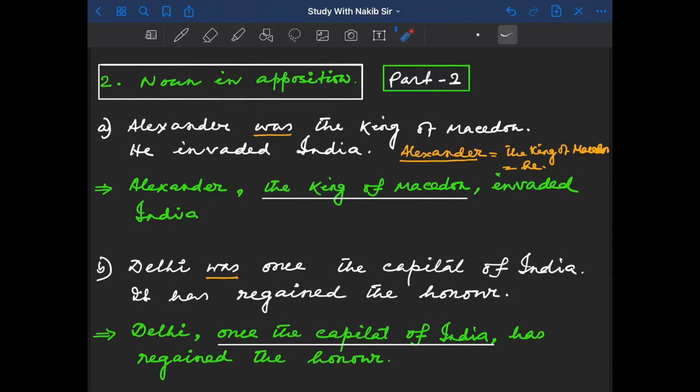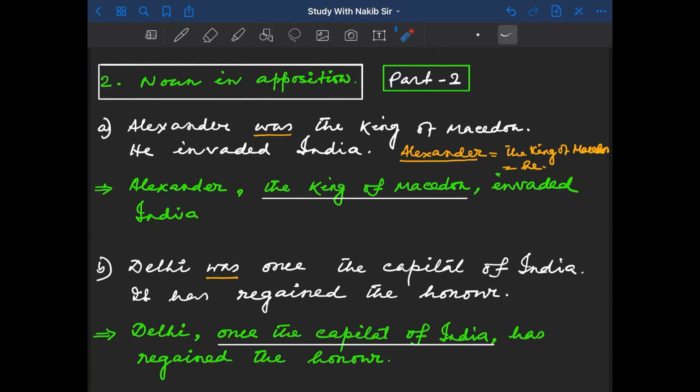With the help of these examples, your idea about noun in apposition will be clarified. See, Alexander was the king of Macedon. Here Alexander and the king of Macedon, these two, this is a noun phrase and this is a noun. They are equal. So in place of was, if you use this equal sign, it is also correct. That means Alexander is equal to the king of Macedon. Actually Alexander himself was the king of Macedon. For this they are equal.